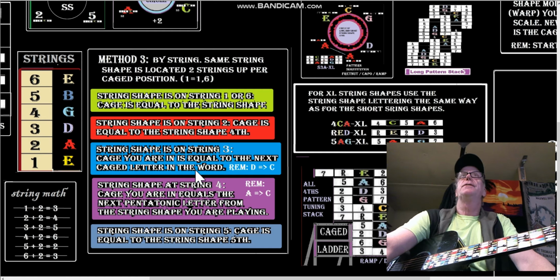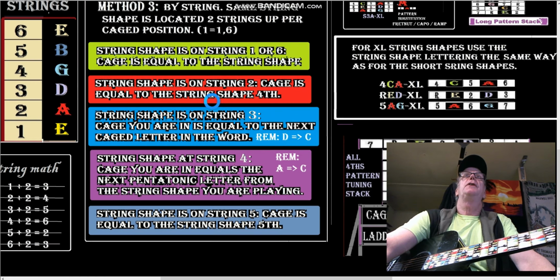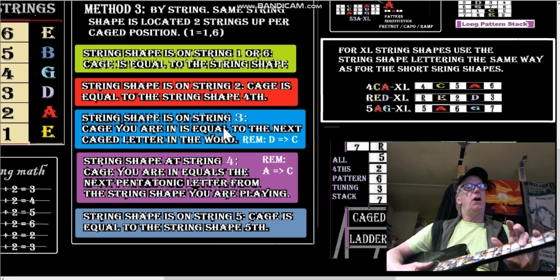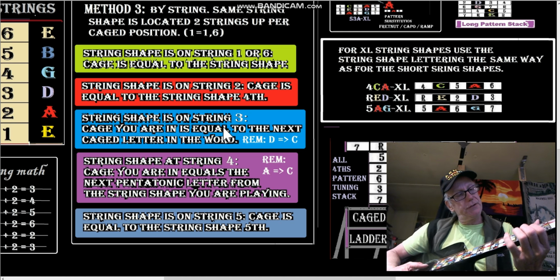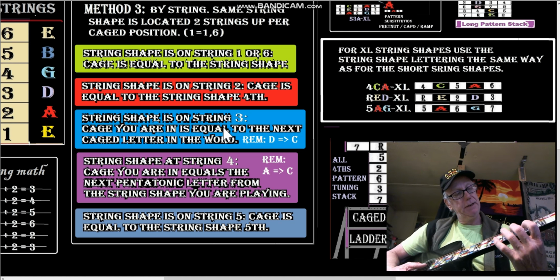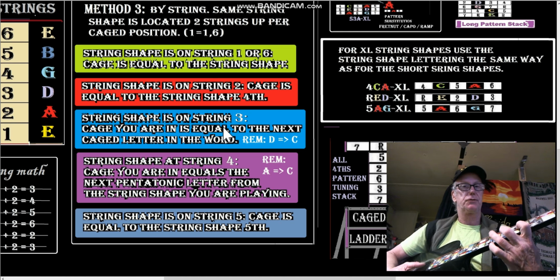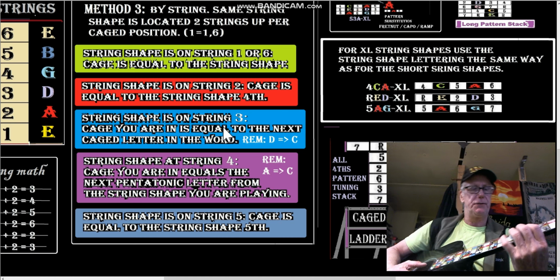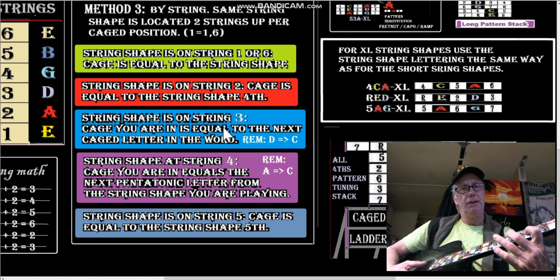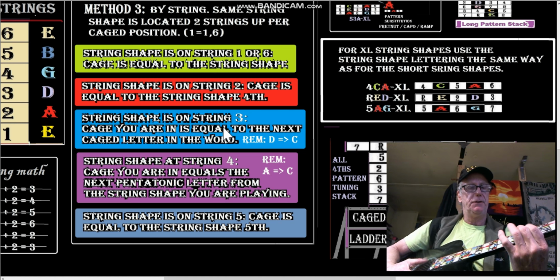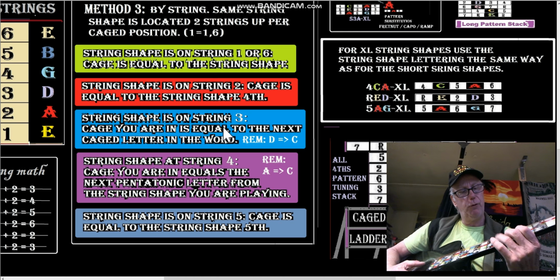Alright, let's look at this now. Your string shape is on string 3. Now, this is not method 2 where we're deciding, okay, in the C box on the 3rd string we have a D string shape. Well, that's closer to string 1, so I'll just do it in fourths. The 4th of D is G. The 4th of G is C. I'm in the C thing, but I could have played up 4 strings.